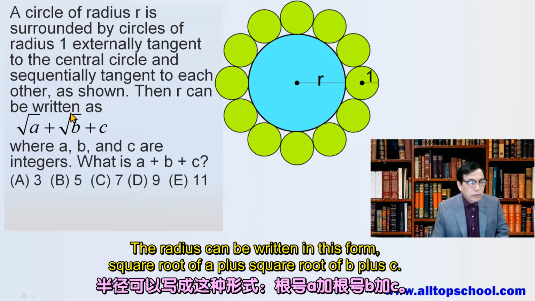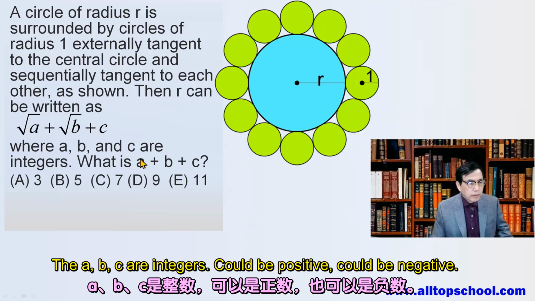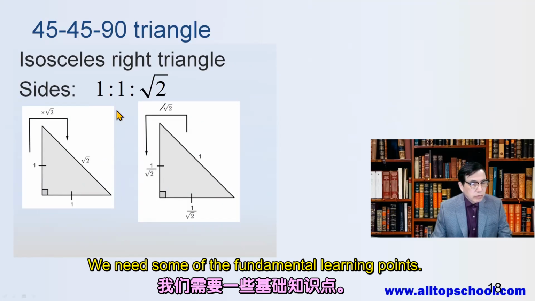The radius can be written in this form: square root of a plus square root of b plus c. We just want to find a plus b plus c. The a, b, c are integers, could be positive, could be negative. Before we do the solution, we're going to prepare some of the knowledge. We need some fundamental learning points.